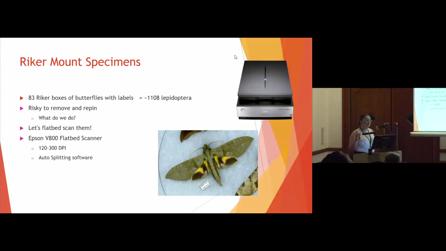So our first step to convince her of the feasibility of different sort of low budget automations and utilizing what we had to capture data and images of these specimens was with Riker mount specimens. So how many of you know what a Riker mount is? I meant to include a picture and then completely spaced. So Riker mounts are these black boxes with enclosed specimens. They're taped in there, and she deemed it was both A, too much trouble, and too risky to the specimen to remove and repin them.